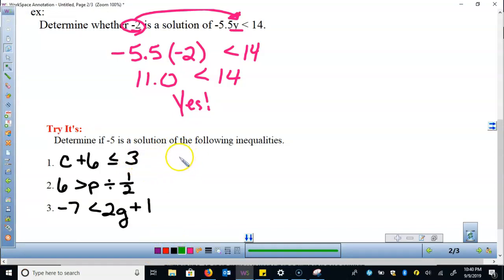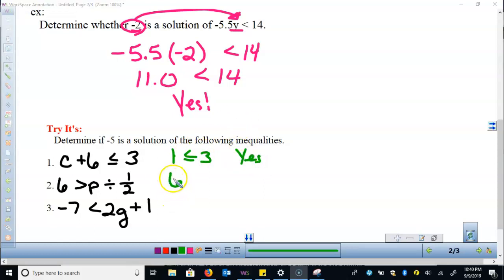Okay, for number 1, as soon as you substitute, you have that 1 is less than or equal to 3, which is true. So yes, that is a solution there. In the second one, when you substitute -5 for p, you end up with 6 is greater than -5 halves. Well, -5 halves is equivalent to -2.5. But we always have a positive that's greater than a negative. So yeah, that's definitely true as well. And -5 is a solution for this inequality.